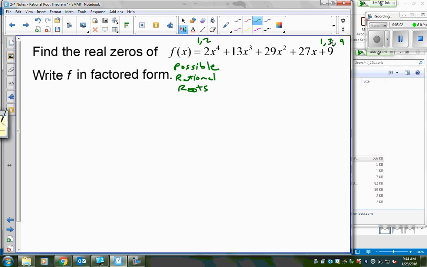We can take these numbers over here, put them over 1 first. 1 over 1 is 1, 3 over 1 is 3, 9 over 1 is 9. Put them to plus and minus, and then go back and put them all over 2. 1 over 2, 3 over 2, and 9 over 2. And that is our complete list of possible rational roots. If it has rational roots, it will be one of those, what is that, 12 numbers?